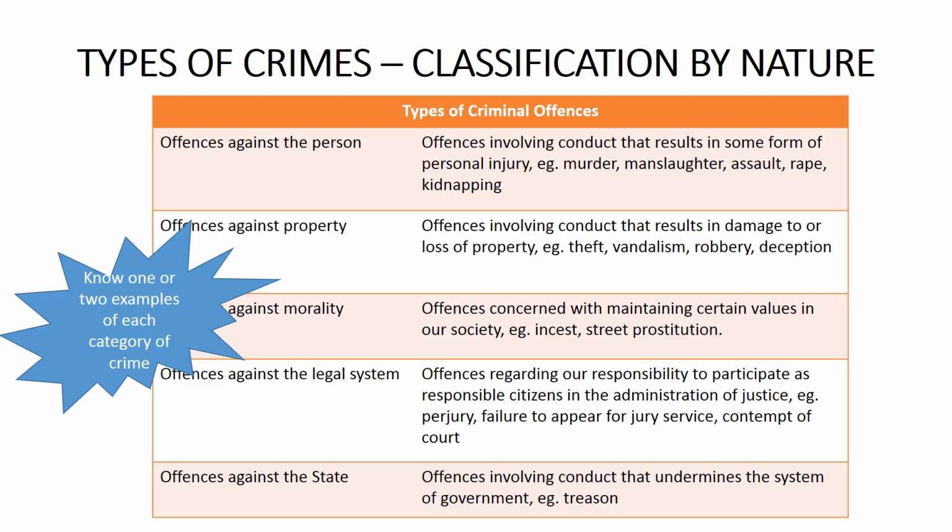Another offence against the legal system is failure to appear for jury service. If you are 18 or over and are an Australian citizen, then you will appear on the Victorian electoral roll, and anyone who's on the Victorian electoral roll can be called up to serve in a jury. If you receive a notice to serve on a jury and you fail to attend and serve on that jury, then that is an offence.